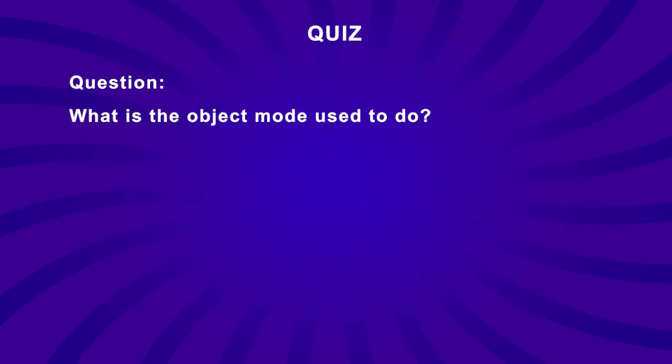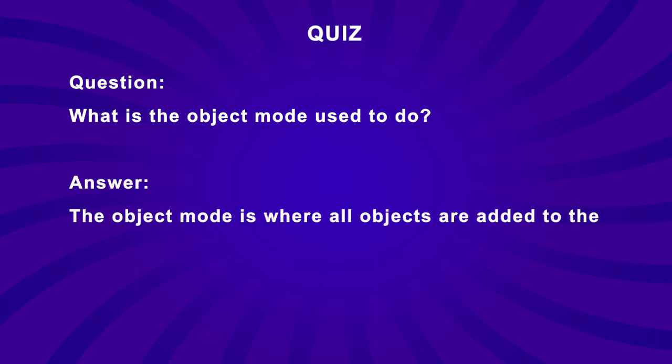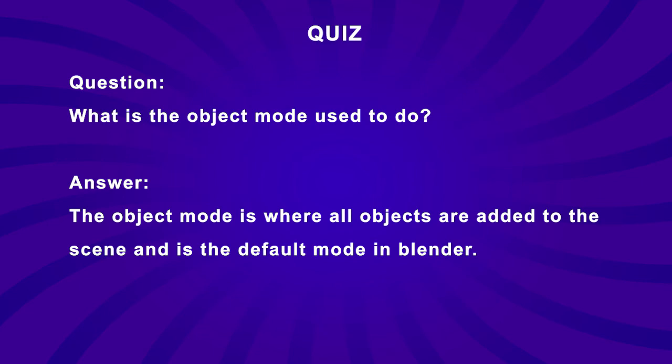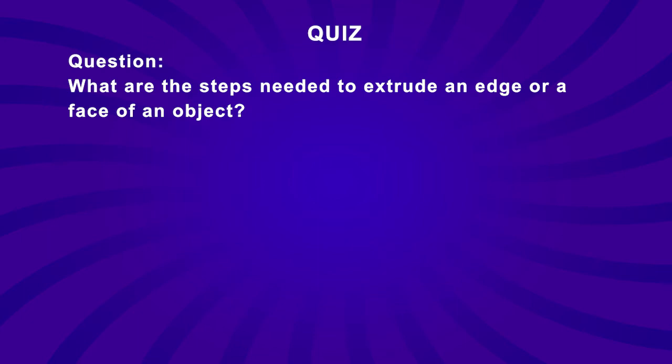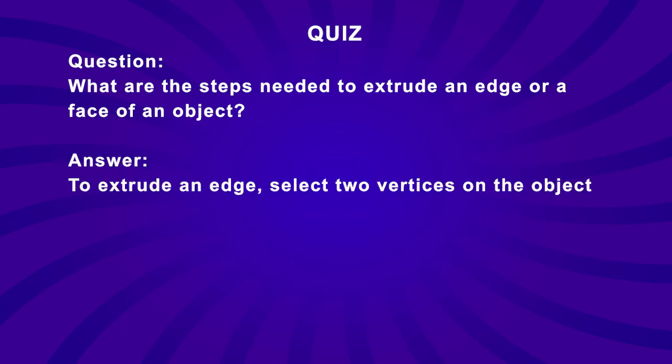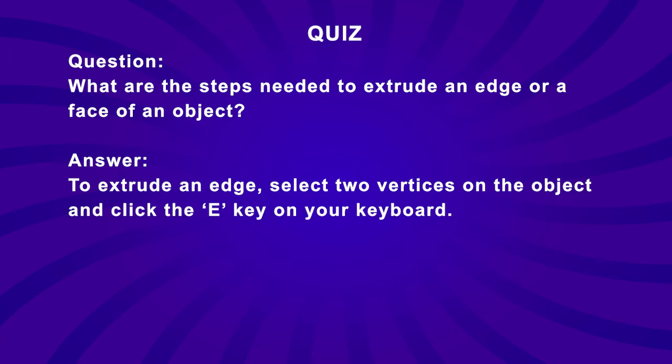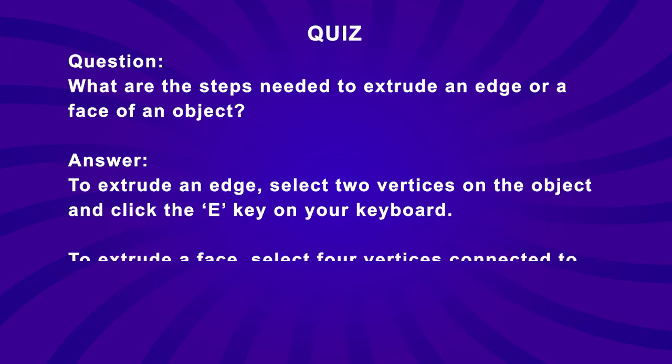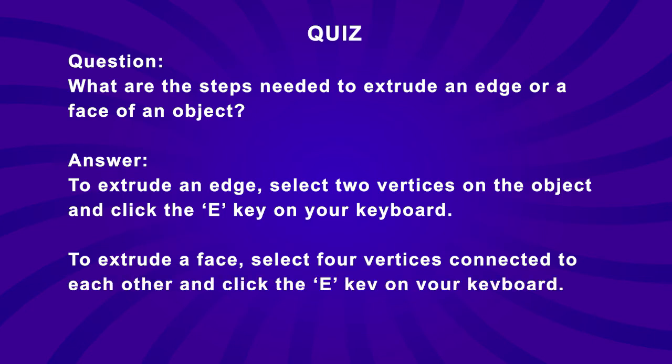The answer to question 1, what is the object mode used to do in Blender? The object mode is the default option in Blender. It is where all objects are added into the scene. The answer to question 2, what are the steps needed to extrude an edge or a face in Blender? To extrude an edge, you simply click two vertices and click the E key on your keyboard to extrude. To extrude a face, select 4 vertices on your object and click the E key on your keyboard to extrude the face.